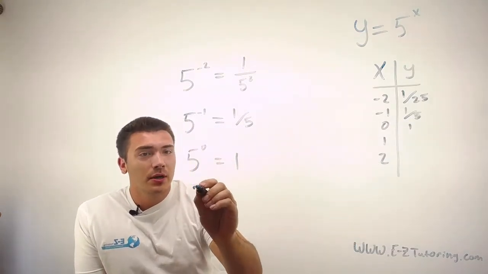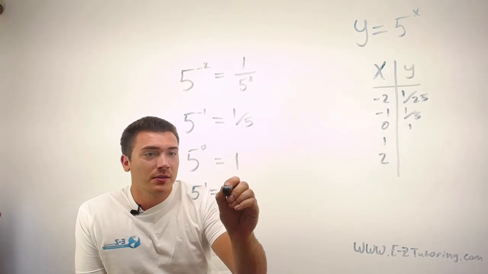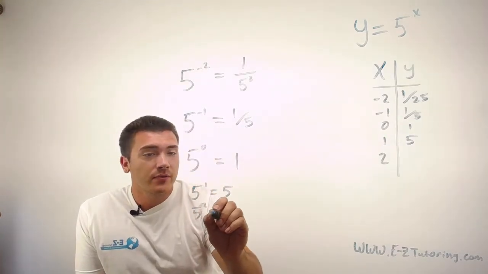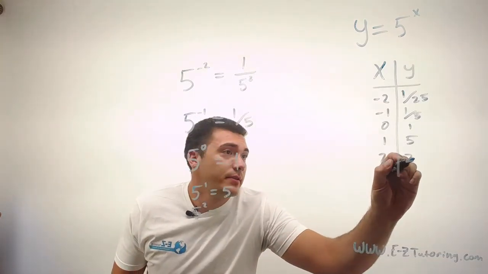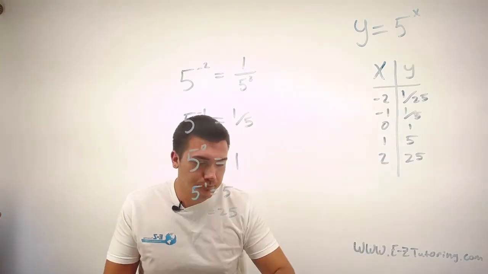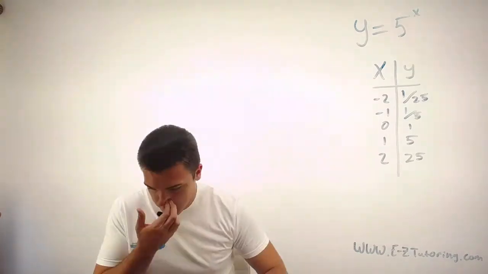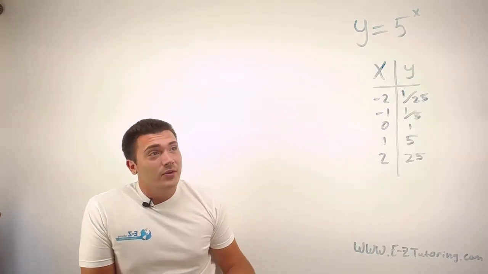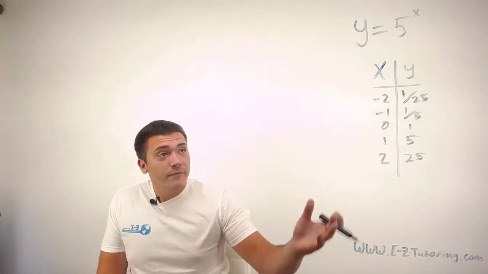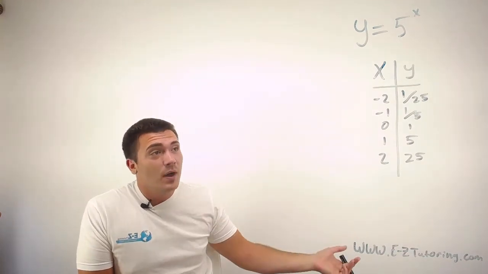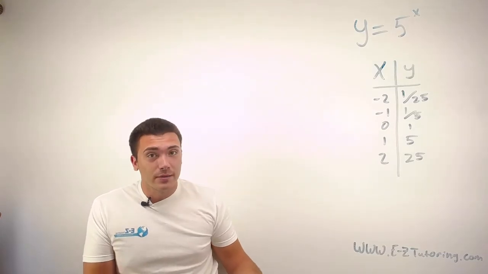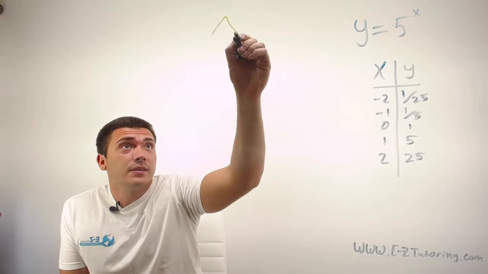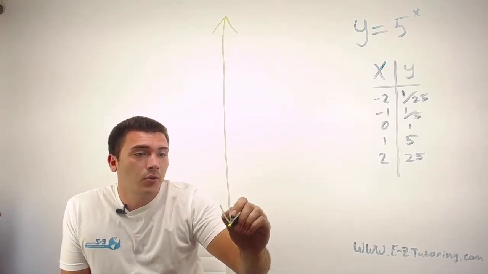Now we plug in a 1, it's easy, 5 to the 1 is 5. And we plug in a 2, 5 squared is 25. Alright, now it's time to graph these numbers, and we have 5 pairs of x and y. We have 5 coordinates. 5 coordinates is more than enough for us to see the graph and to see what is going on in the coordinate plane.